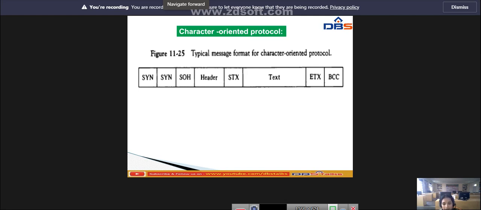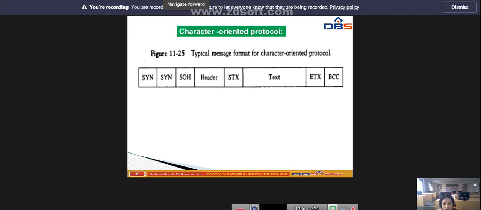So next coming to the text portion. In the text portion, the message is variable in length and may contain any ASCII character except the communication control characters. So what does this mean? The text portion of the message is variable in length and may contain ASCII characters except the communication control characters.